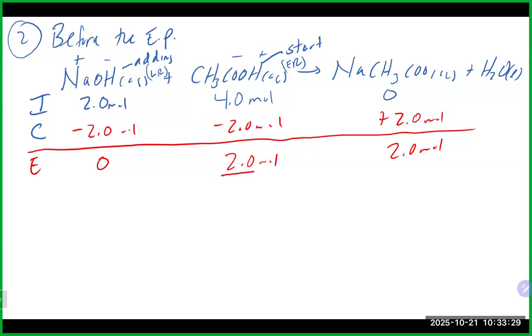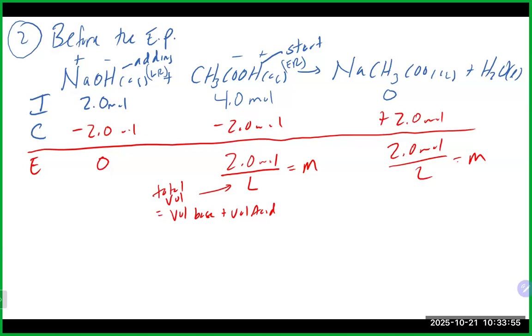So again, we would divide by our total volume. And that is basically the volume of base added plus the volume of the acid you started with, right? And we'll divide both of those by that, and we'll end up getting back to molarity. First off, are there any questions on the table here?